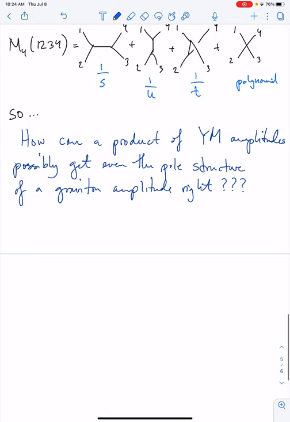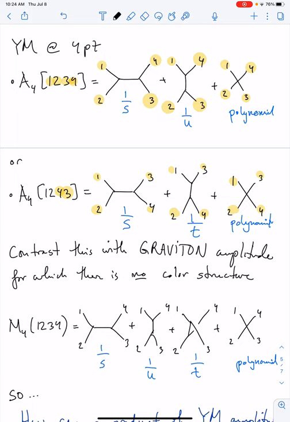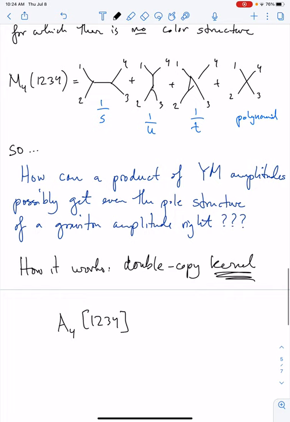First of all, the way it works is that it's not just a product of amplitudes. It comes with something that we'll call a kernel. So let me show you how that works. So there's a double copy kernel. And this kernel is basically one of the central subjects of what I will tell you about. So the way I could attempt to write this is as follows. Suppose that I take my Yang-Mills amplitudes with color ordering 1, 2, 3, 4, and then I multiply it with the one where I interchange 4 and 3. At least that way, I will generate something that has all the right poles. So I multiply this by A4(1, 2, 4, 3).